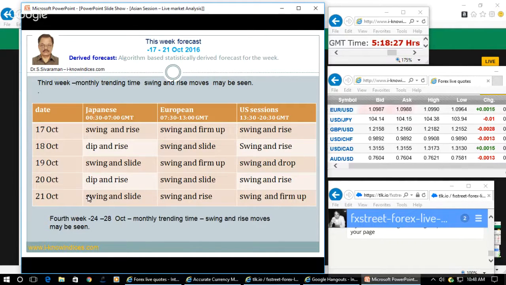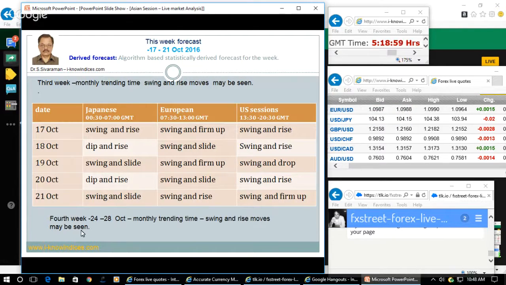Then they are expected to make the swing and slide on Friday to induce the long holders to liquidate the long position, and start rising during the European and US session. So whether you take a buy position or a sell position and wait for some time, the players will show the loss for us. So we have to quickly grab the profit when profit is seen. There comes our skill set.